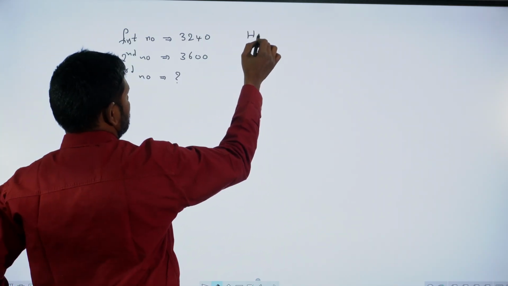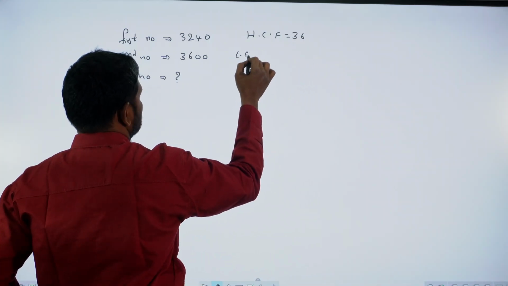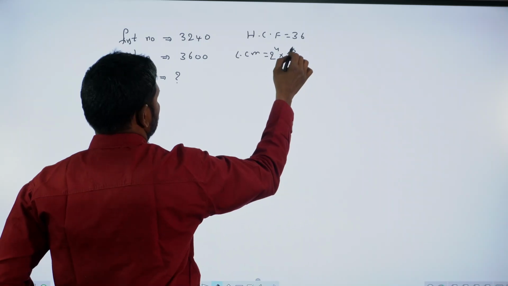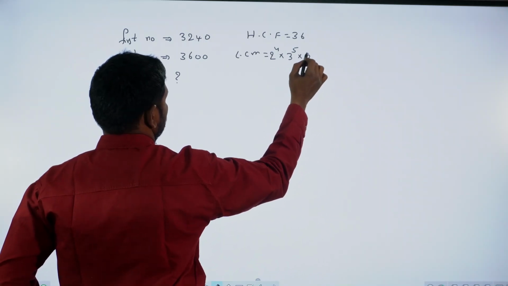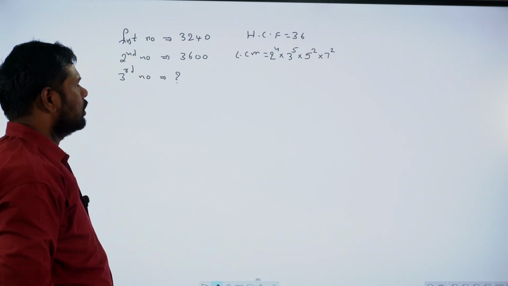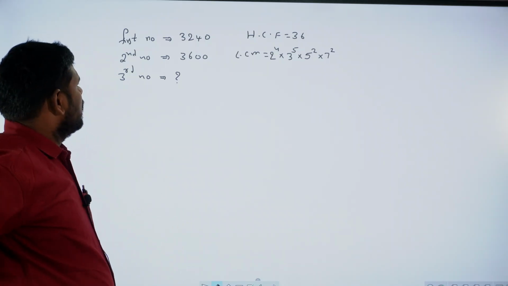In the question, HCF is given as 36 and LCM is given as 2 power 4 into 3 power 5 into 5 square into 7 square. Then you need to find out the third number. This is actually the question.